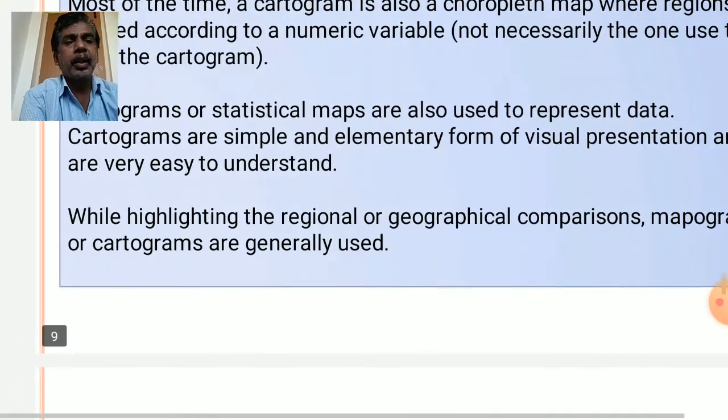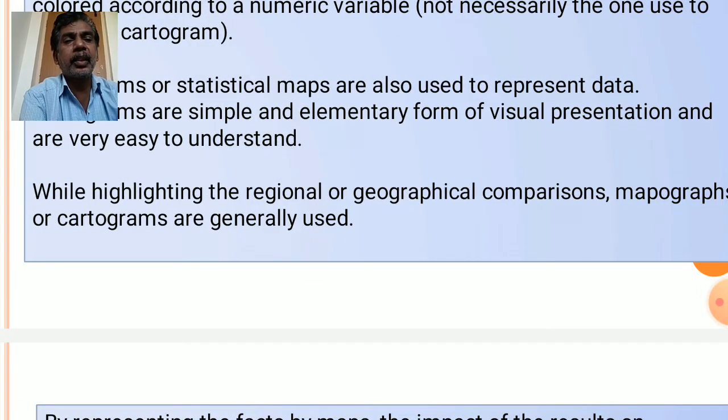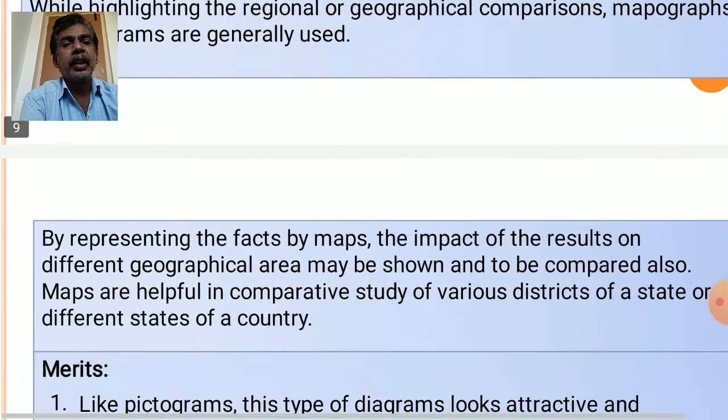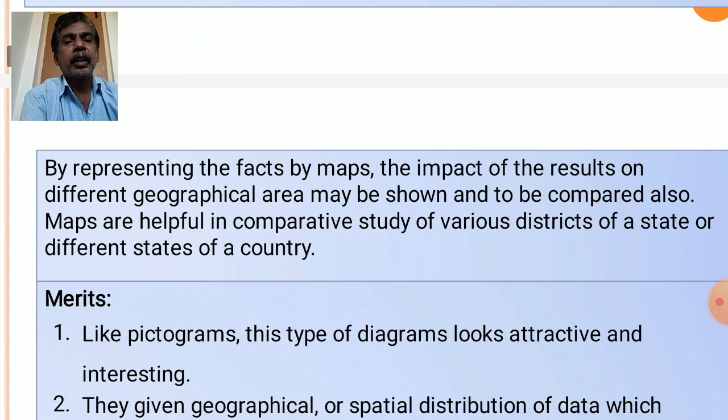Cartograms are generally used to represent facts or data by maps. So the impact of the results on different geographical areas may be shown and also compared. We can compare the data of one state to the data of another state.